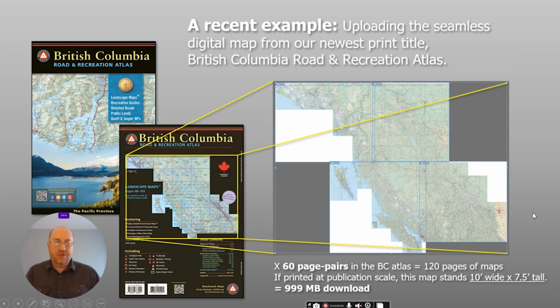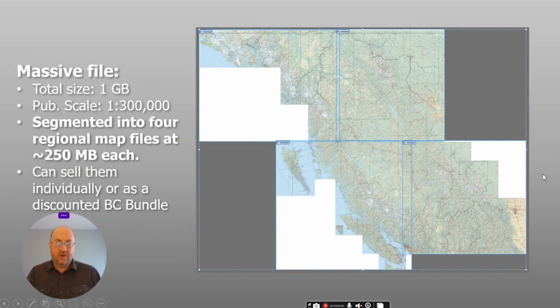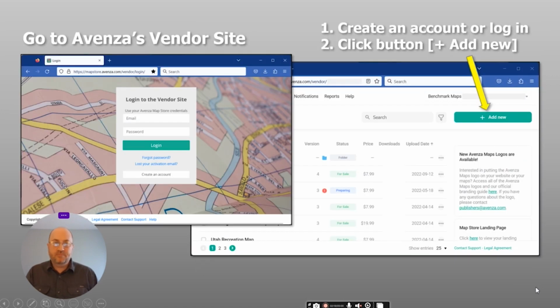Here's a recent example, our new British Columbia Atlas that hasn't actually printed yet. Our digital files are ready, but altogether they're about a gig total, which is too large for this system and really too large to ask a consumer to download. So we've segmented these into 4 different regional maps that average about 250 megabytes each. That's that sweet spot I was talking about for a large map file. We can sell these individually or as a discounted bundle in the map store.